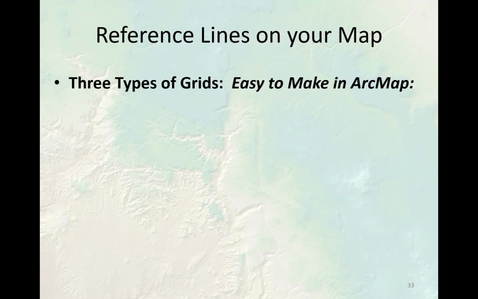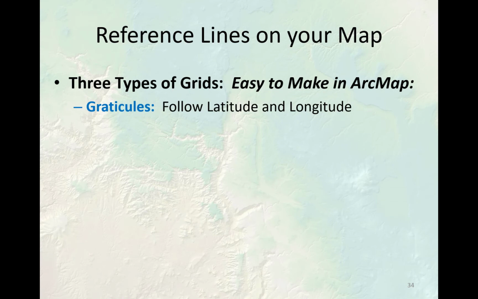Now let's talk about reference lines. Just ways of placing extra information on a map to help the user know where they are. So there are three common grid types that we often put on maps. Now, this first one is called graticules. It's just a grid of lines that follows latitude and longitude lines.